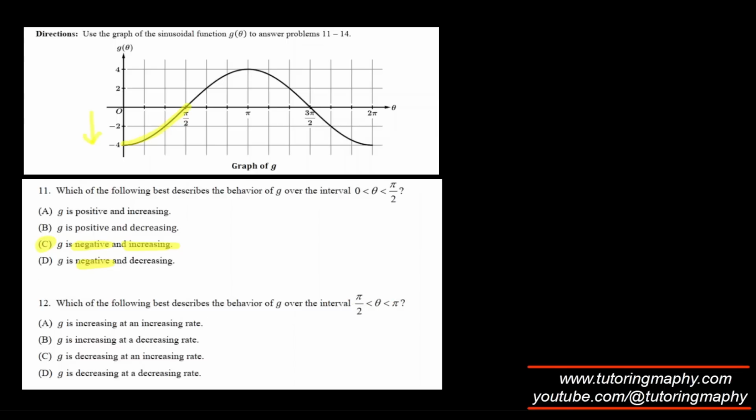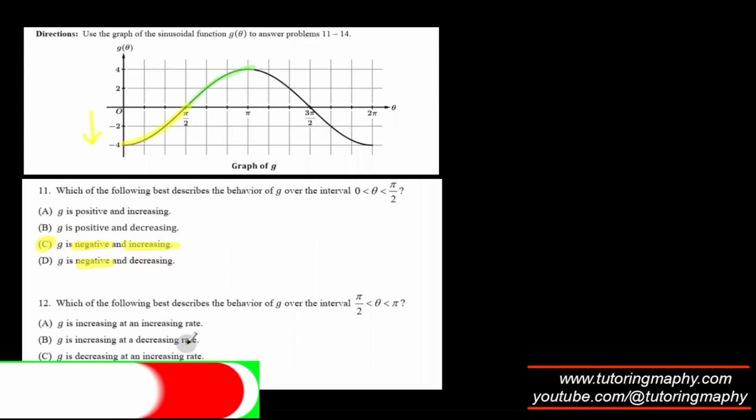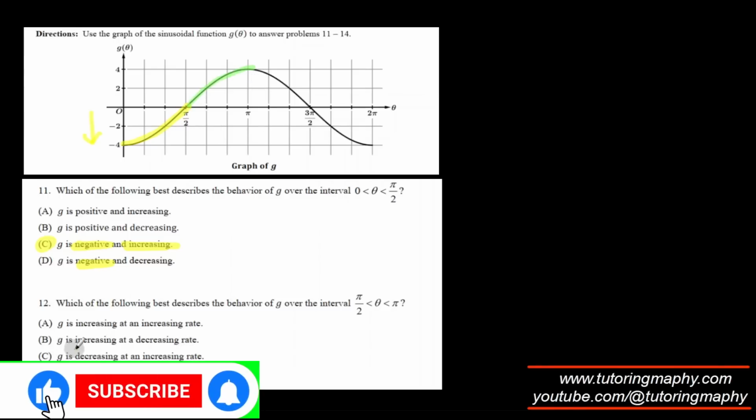From pi over 2 to pi is over here, which is increasing, of course. They are asking increasing, decreasing. So yes, definitely it is increasing. And it is a frowning face curve. So frowning face means it is concave down or decreasing rate. So increasing and decreasing rate is option B.